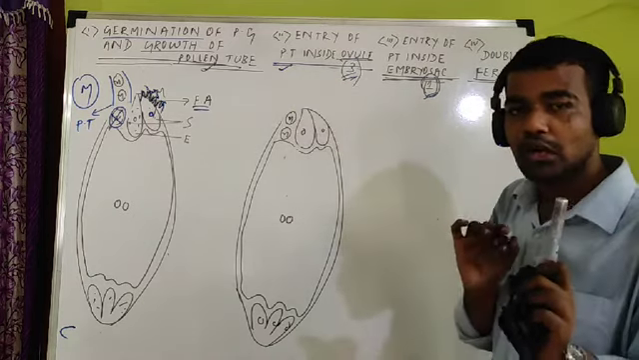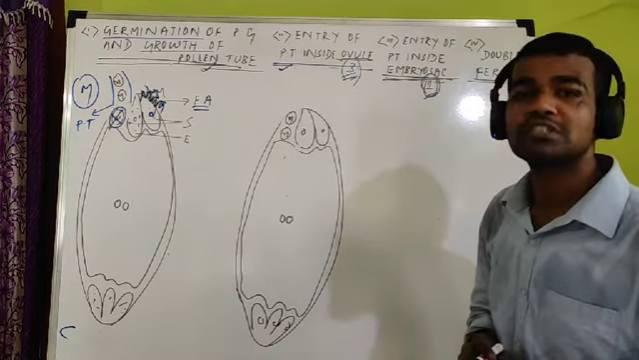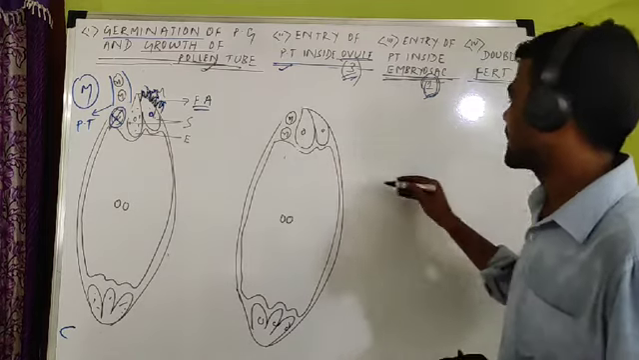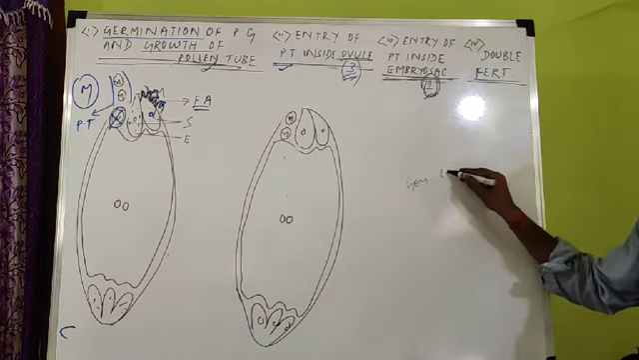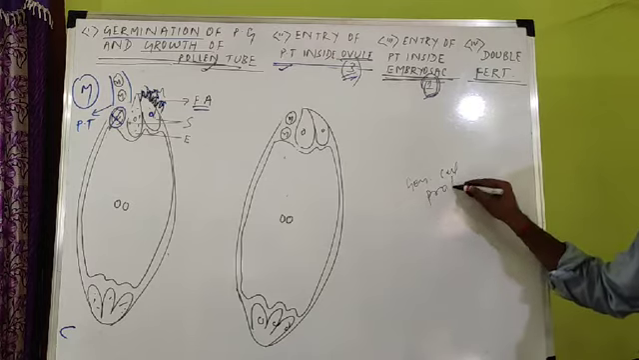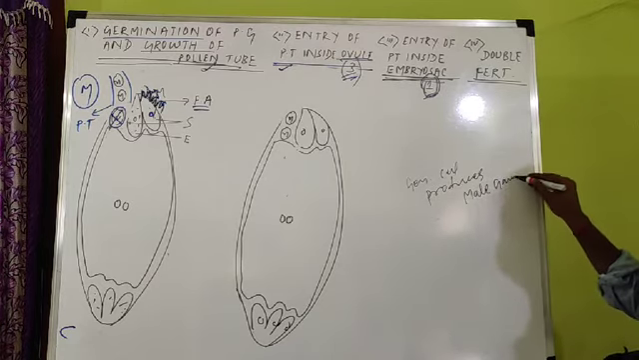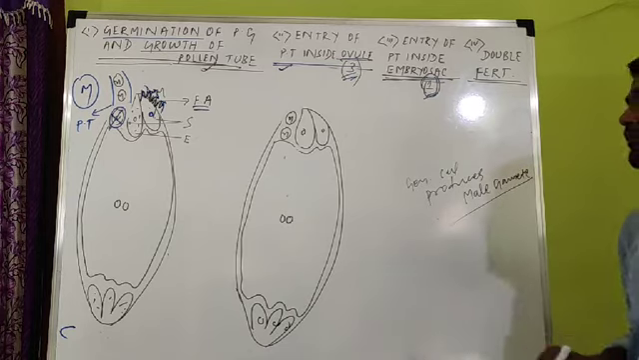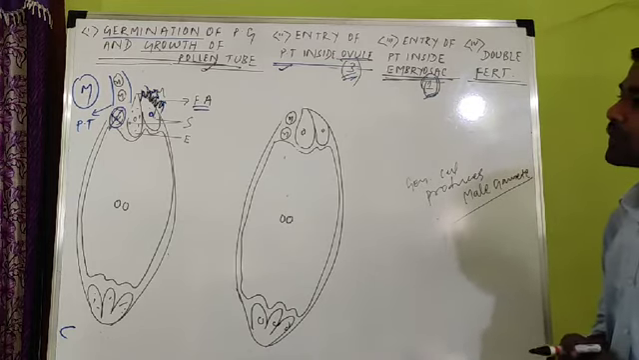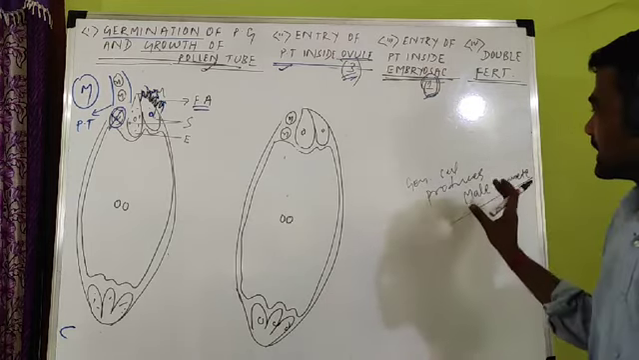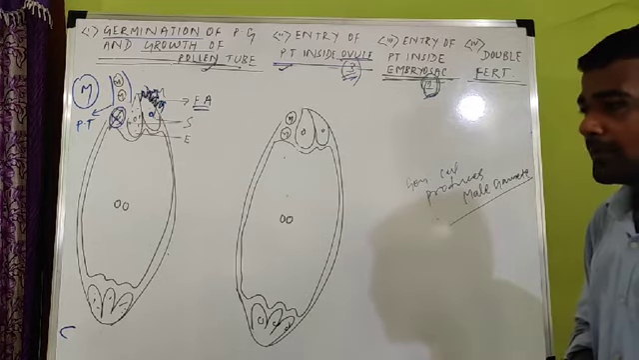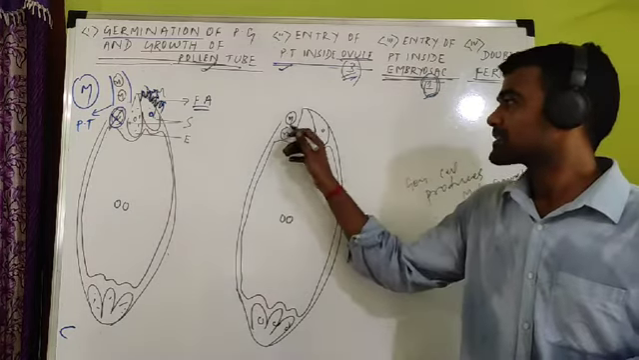So sometimes the question comes: male gametes are produced from which cell? The generative cell produces male gametes. Or what is the mother cell of the male gamete? Which is the mother cell of the male gamete? The generative cell is the mother cell of the male gamete. So now two male gametes are produced.